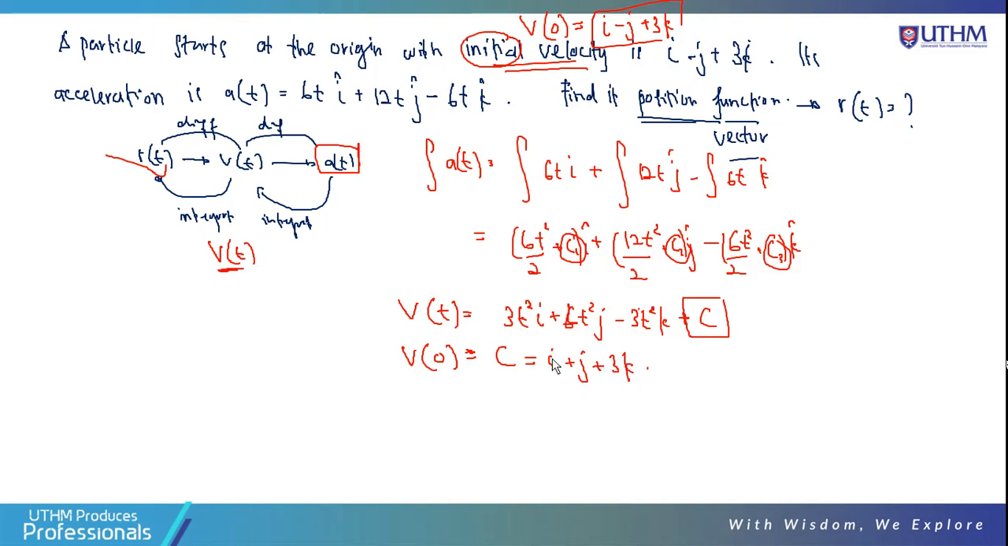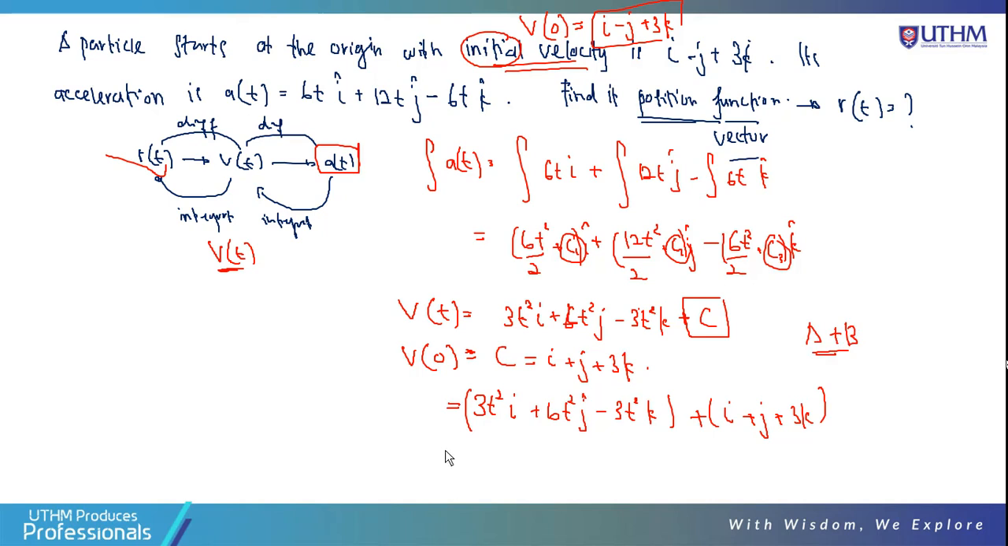Okay, so you substitute C equal i plus j, so you can get 3t square i plus 6t square j minus 3t k. So this one is number 1, so you have to plus C. C is i plus j plus 3k. So what happens if you have the vector A plus B, so i plus i, j plus j, k plus k.